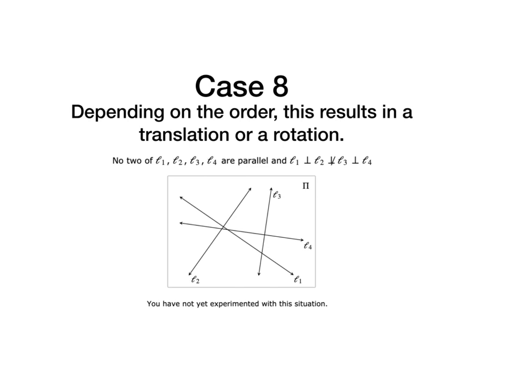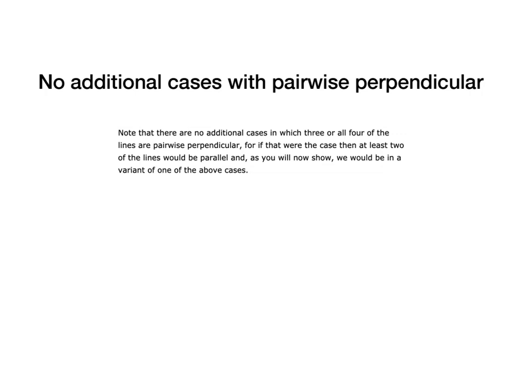In the 8th case, you did an experiment with this, but in this case, none of these lines are parallel, and I have 2 sets that are perpendicular to each other. And in this case, it would result in either a translation or a rotation. So those are all the different options with 4 lines of reflection. And again, if your figure ends up in the same orientation, it'll be a translation. If it looks like it was twisted or rotated, it is a rotation.